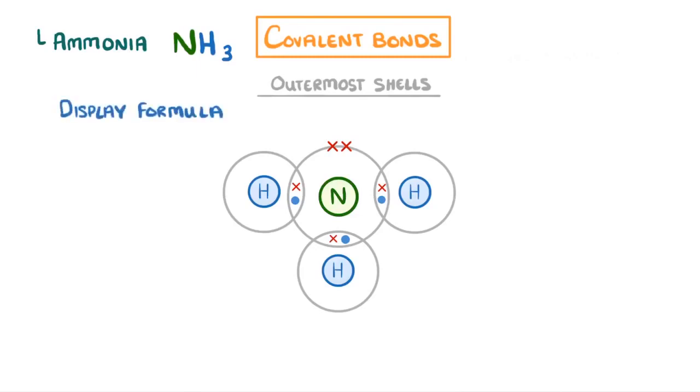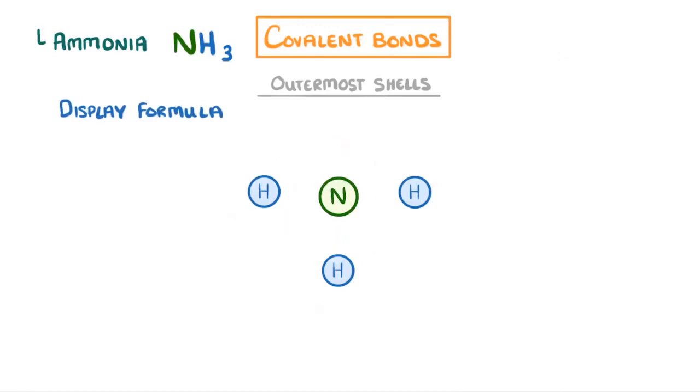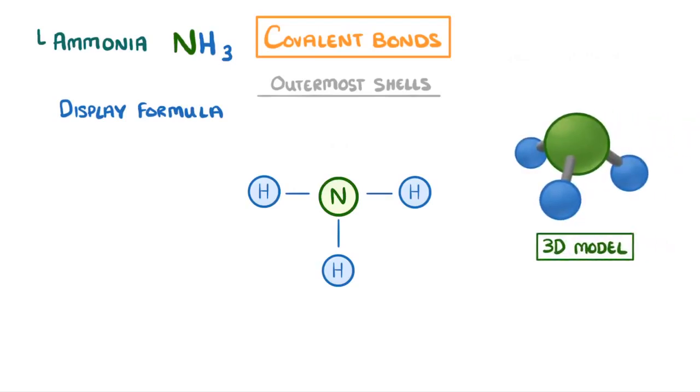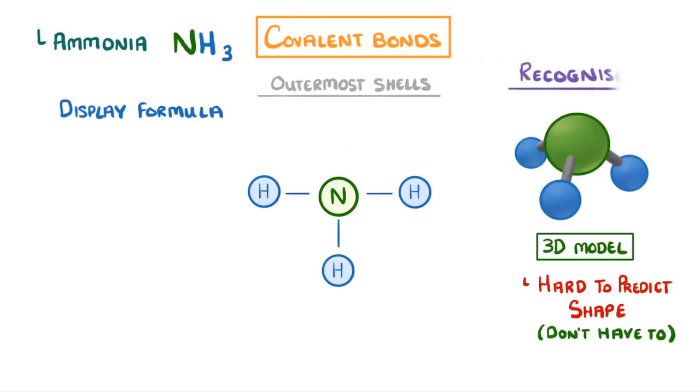Or if we wanted the displayed formula instead, we would just rub out all of the shells and electrons, and instead place lines wherever electrons were being shared, which just means placing a line wherever there was a covalent bond. Now, when it comes to the 3D model, things get a bit trickier, because it's hard to predict what shape the molecule will make. Luckily though, you don't have to know this just yet, you just need to be able to recognize them.